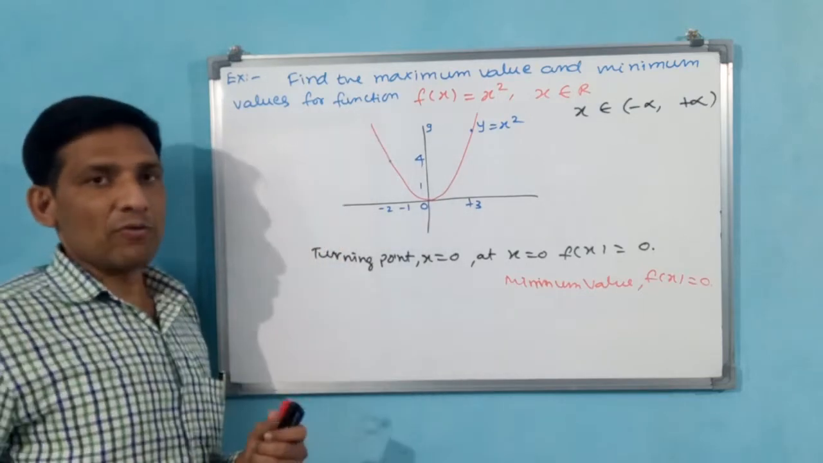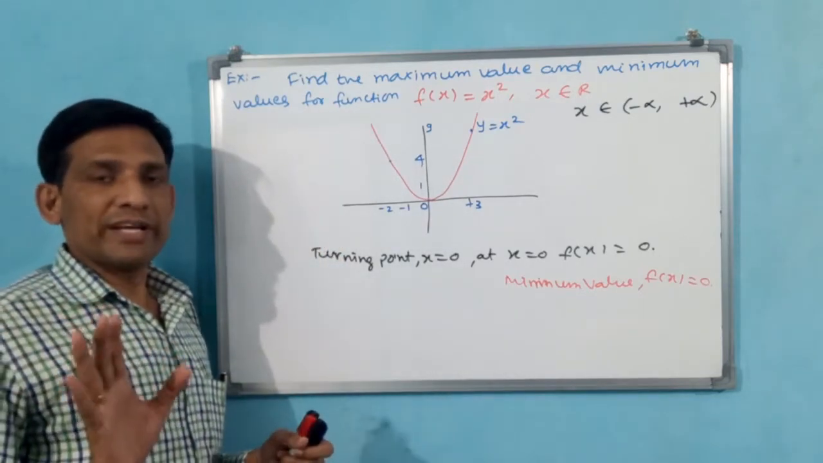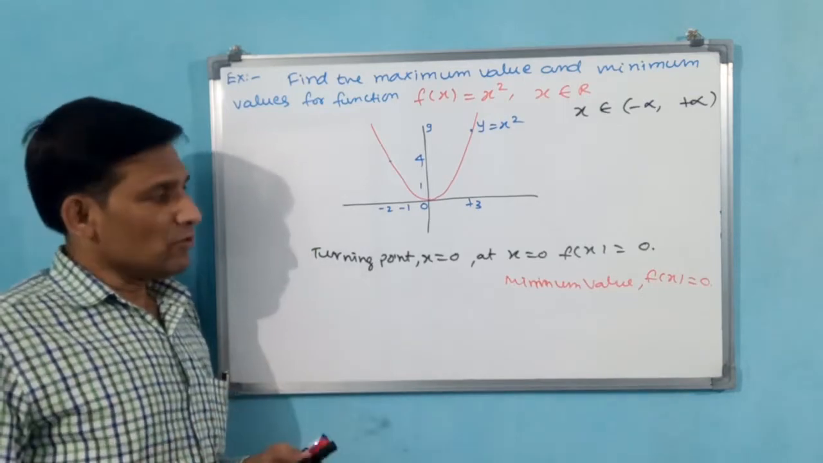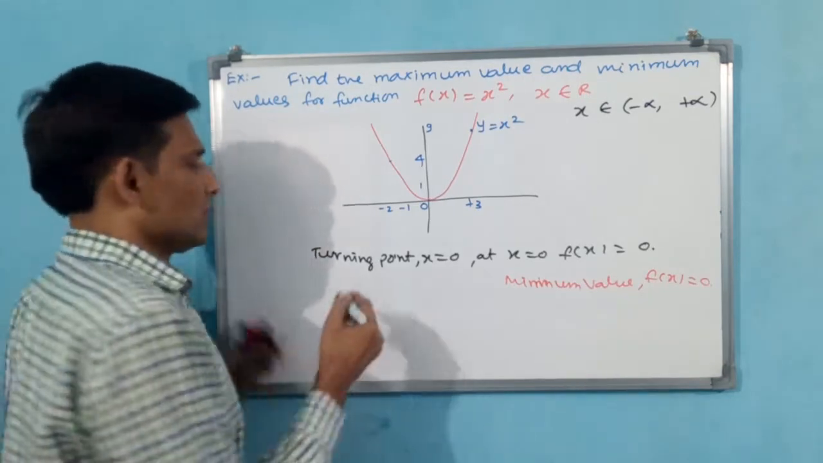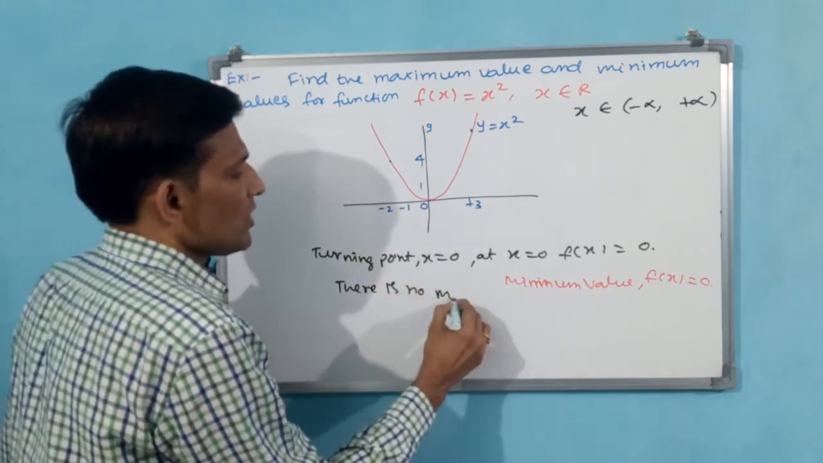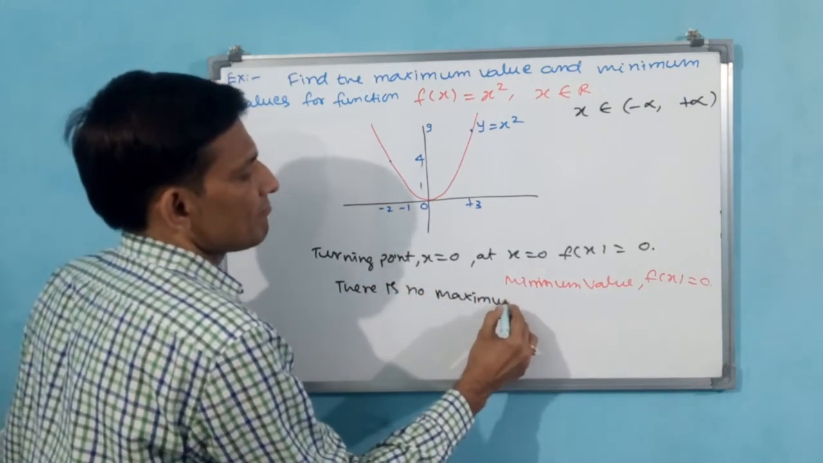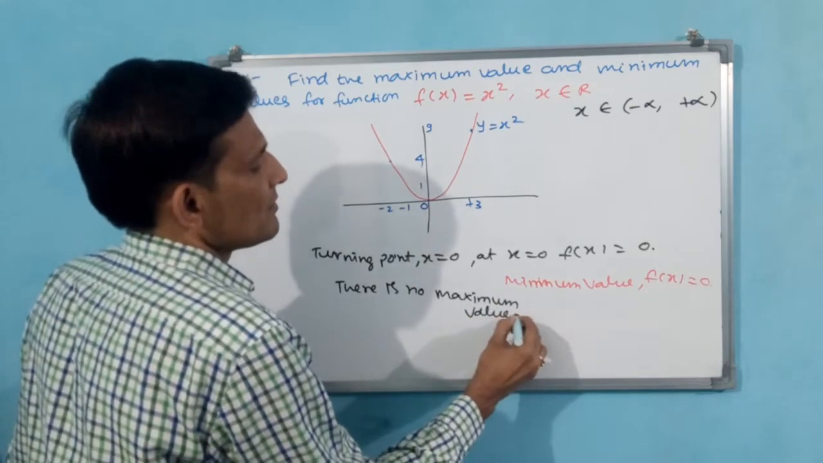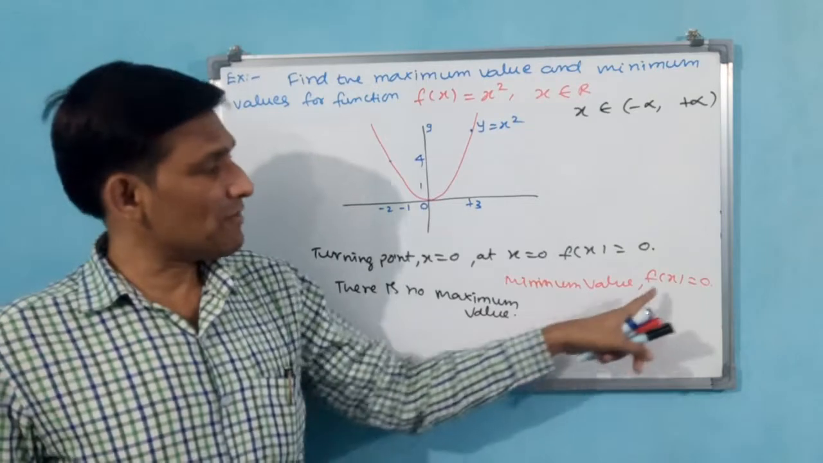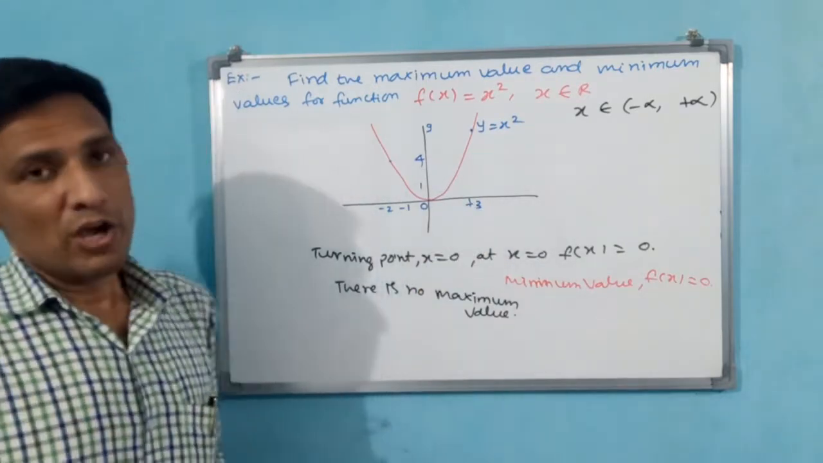Both plus infinity are going. That is why we are not going to take maximum value. There is no maximum value, only minimum value. You have to write there is no maximum value also. Write down: there is no maximum value, but minimum value exists. f(x) = 0 is the minimum value.